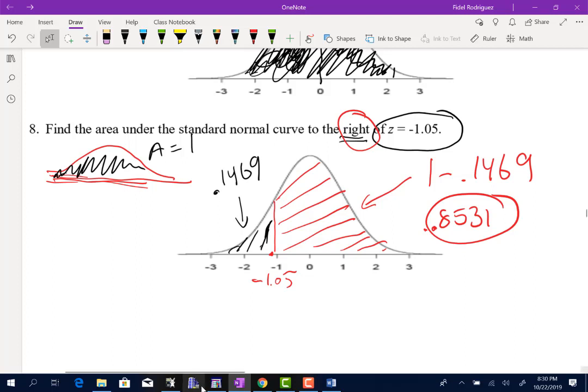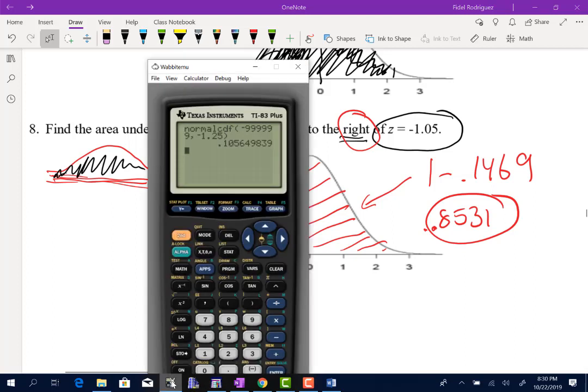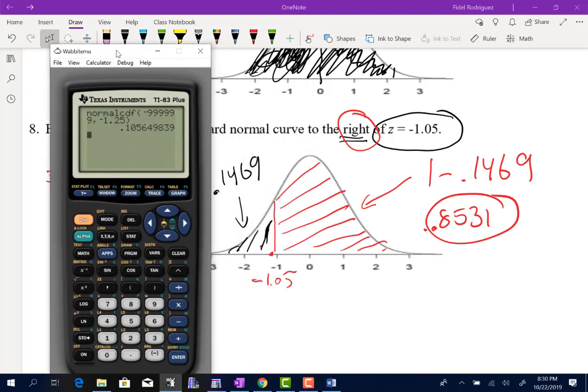Okay. So guys, I'm going to pull up my calculator again. Okay, so since we want to go to the right of negative 1.05, we're going to start here at negative 1.05. We're going to go all the way for how long? Infinite, right? So look, I'm going to do the same thing.